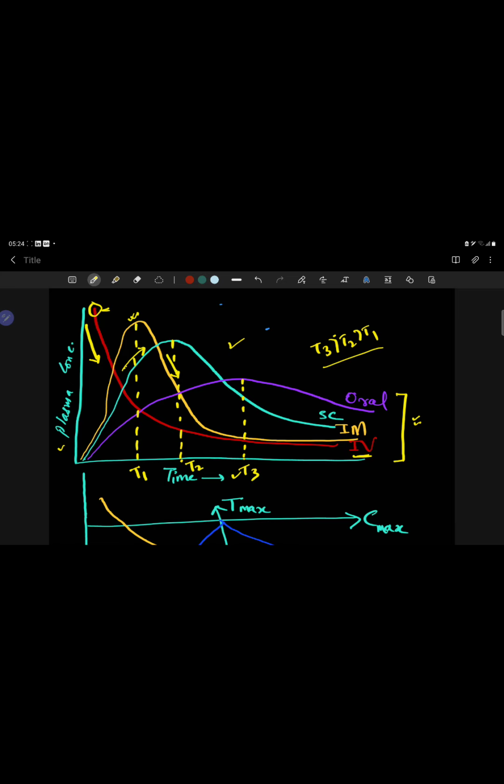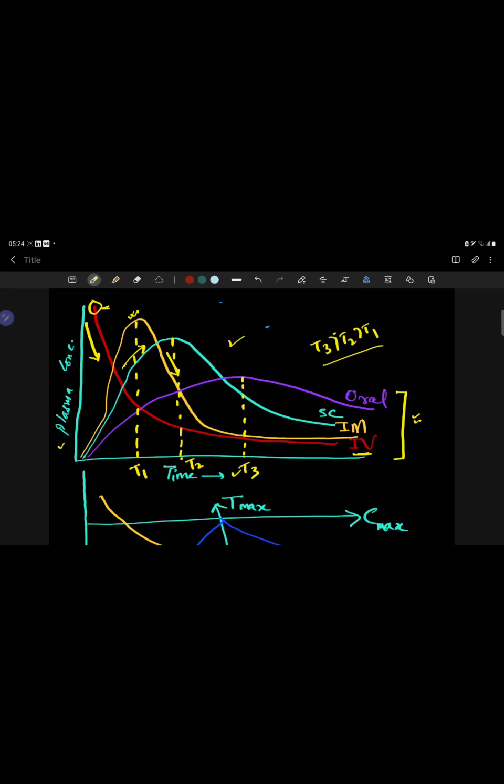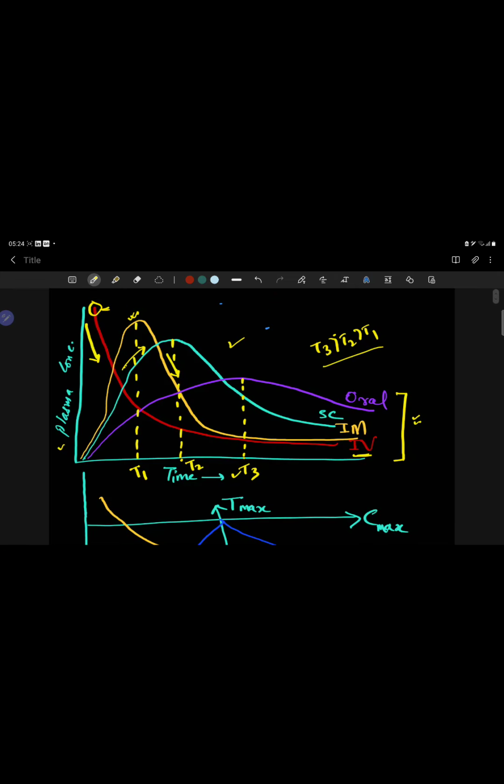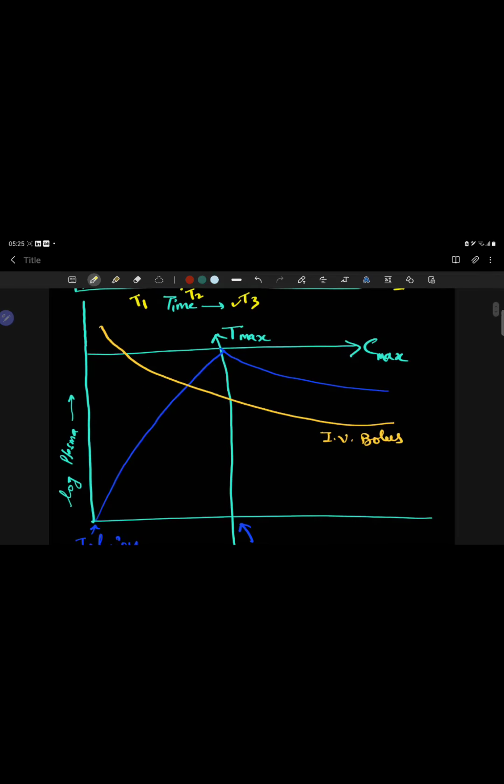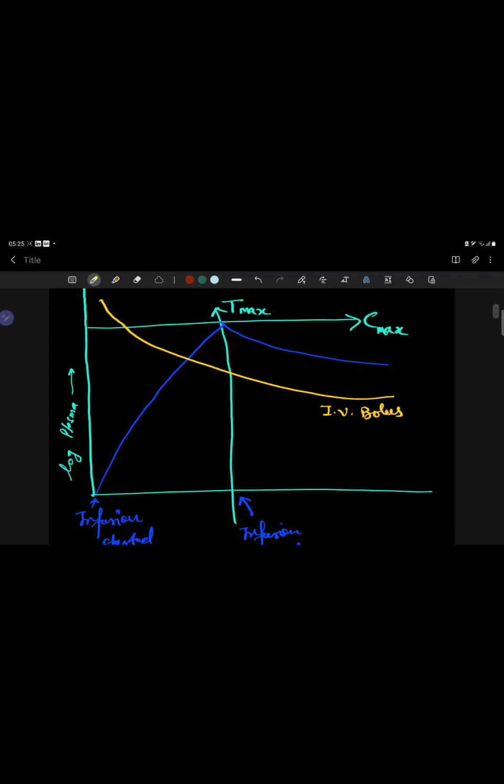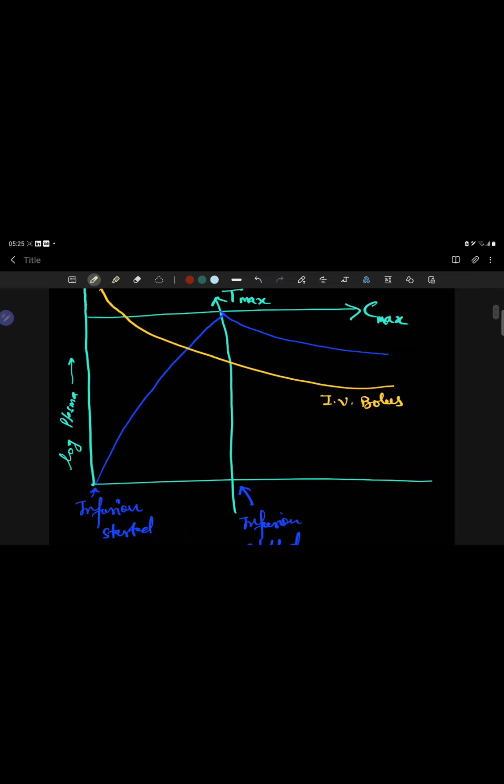And this is just a basic graph to understand. You can see there is no peak in the IV, because as we give it intravenously, it will be at the maximum, and then it will get metabolized and the concentration decreases, right? Now this is the log plasma concentration versus time graph.